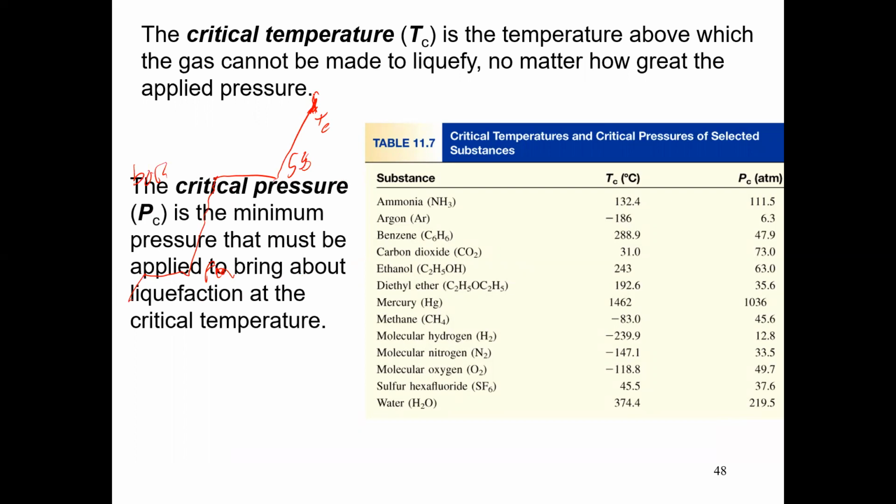And the critical pressure is the minimum pressure that must be applied to provide the liquefaction at that temperature. So for carbon dioxide, the critical temperature is 31 degrees Celsius. So basically you can get liquid CO2 in a tank. So there's a whole variety of different things that could be put in a tank and made to liquefy. Ammonia is another example. Just applying higher pressure will get liquid ammonia in a tank.